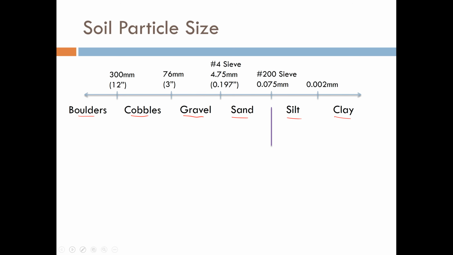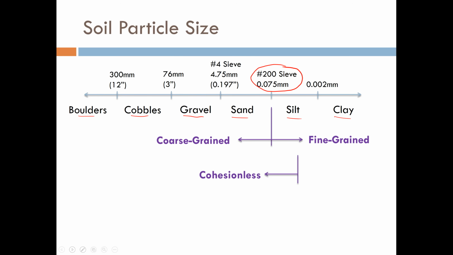We tend to draw a line between sands and silts, and usually that's what we call the 200 sieve. When I say the number 200, that's the size of the sieve, and we'll get to talking about sieves in the next lecture. But that is an important dividing line. Anything that is larger than that 200 sieve, we call coarse-grained. And anything smaller than that 200 sieve, or that passes through it, we call fine-grained.